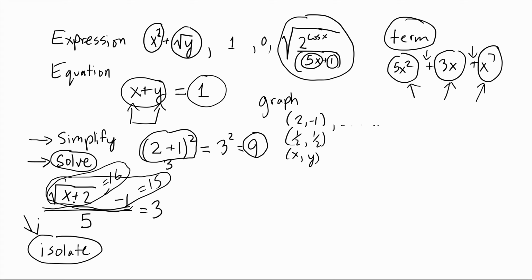Something square rooted is 16, well, that would be 16 squared, right? So that means the inside right here is going to be equal to 16 squared. So x plus 2 is equal to 16 squared. All right, then you think, what plus 2 is equal to 16 squared? Well, just 2 less than that. So x is equal to 16 squared minus 2.